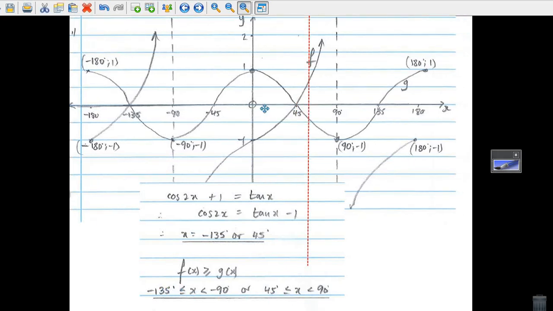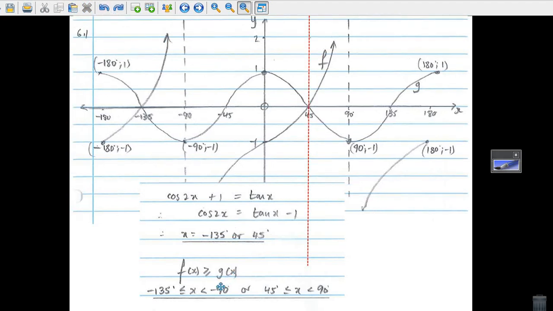But it can't equal 90 degrees. So at minus 90 and at 90, you don't put an equals there because it gets super close to it, but it never touches it. So it can't equal that. So there's your answer, in between minus 135 and minus 90, but not equal to that minus 90. In between 45 and 90, look, the tangent's greater than the cosine. And that's your answer. Everywhere else, it's less.